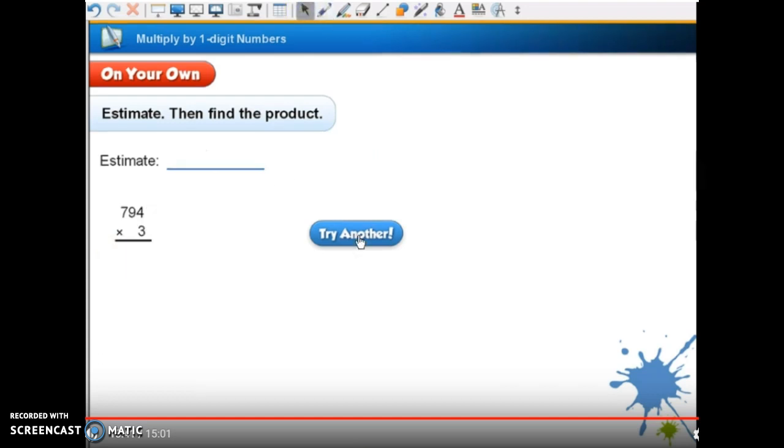Let's see if it has another one. Okay, let's do this one. This is number 5. Okay, I'm going to round 794 to 800 times 3. 3 times 8 is 24. And add my zeros. 3 times 4 is 12. Regroup your 1. 3 times 9 is 27, plus 1 is 28. Regroup 2. 3 times 7 is 21, plus 2 is 23.